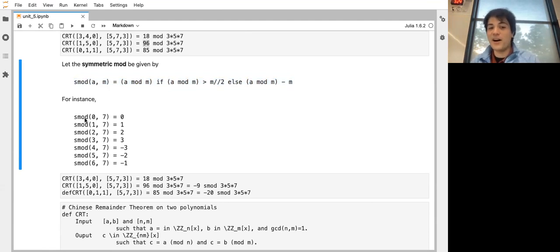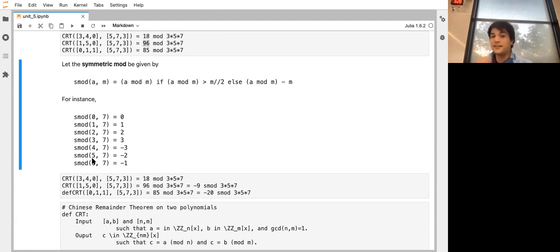So if you have S mod, 0 mod 7 is going to be 0, 1 mod 7 is going to be 1, 2 mod 7 is going to be 2, 3 mod 7 is going to be 3, but now 4 is going to be minus 3 mod 7 because 4 is bigger than half of 7. So I would say do the regular mod, so 4 mod 7 is 4, and then you have to sort of shift it. I move that down by 7. So 4, 3, 2, 1, 0, minus 1, minus 2, minus 3.